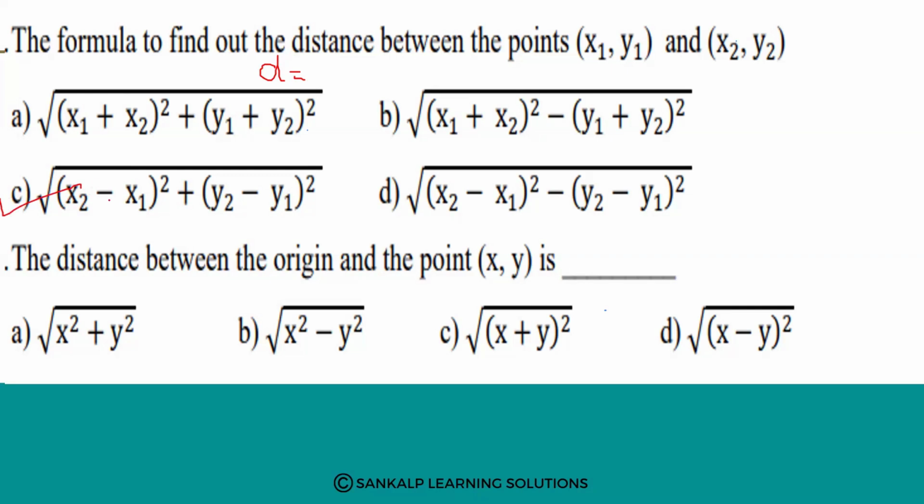This option is right. The distance between the origin and the point (x, y). This is also very important. Remember this. Okay. The distance between the origin and the point (x, y) is square root of x square plus y square, or other options. My dear students, ಸ್ವಲ್ಪ ಯೋಚನೆ ಮಾಡ್ರಿ ಯಾವ ಒಂದು ಆಪ್ಷನ್ ಕರೆಕ್ಟ್ ಆಗಬಹುದು ಅಂತ. Which option is right here?